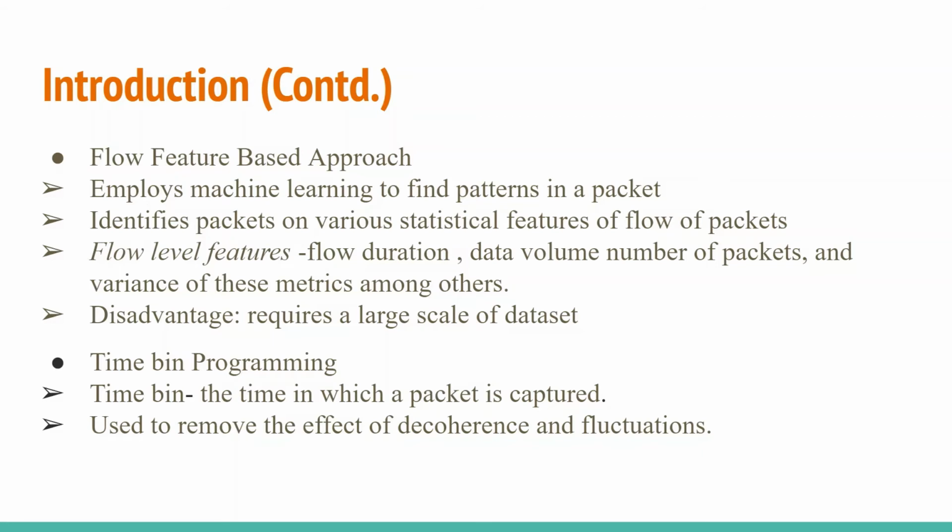Now time-bin programming is also used to find these approaches, and time bin is the time in which a packet is captured. The bits are encoded through polarization of photons. Time bin coding has been used to efficiently generate entanglement that is robust against PMD, that is polarization mode dispersion, and random chromatic dispersion over 50 km of standard fiber. So to remove the effect of decoherence and fluctuations, we use time bin encoding.